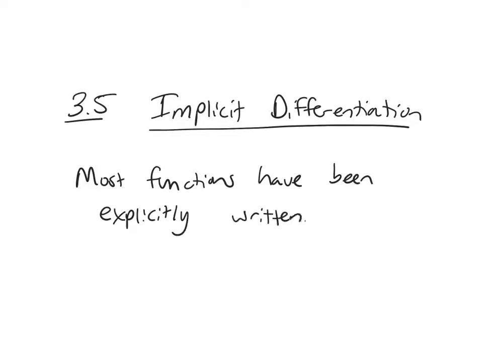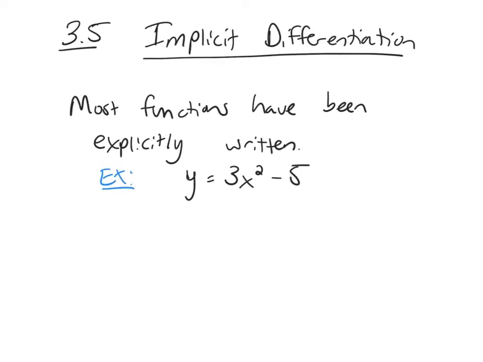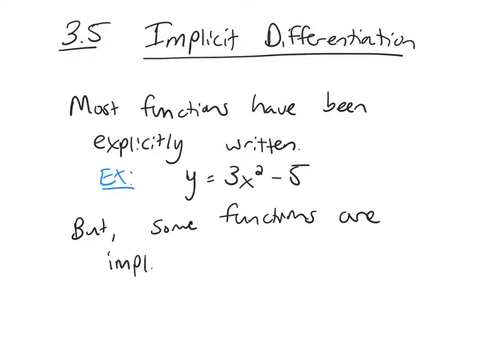So let's look at an example. For example, maybe the function y equals 3x squared minus 5. That's an explicitly written function, but not all functions are like this. And so I'll say, but some functions are implicitly written.